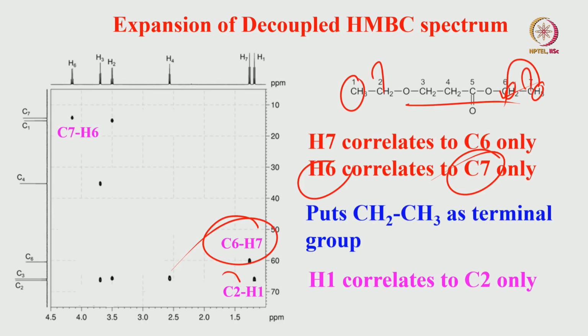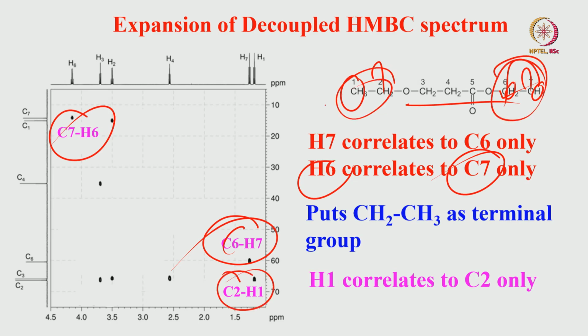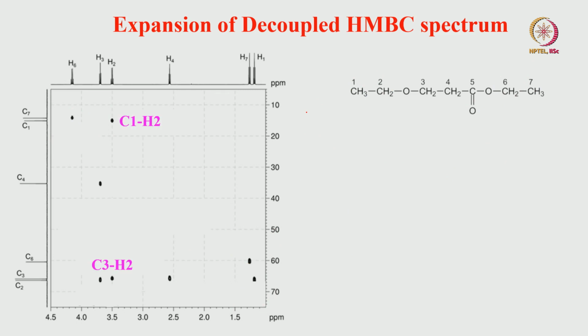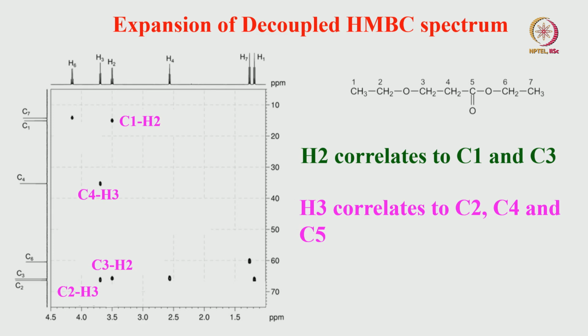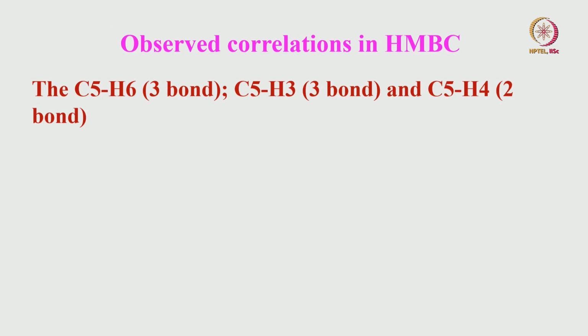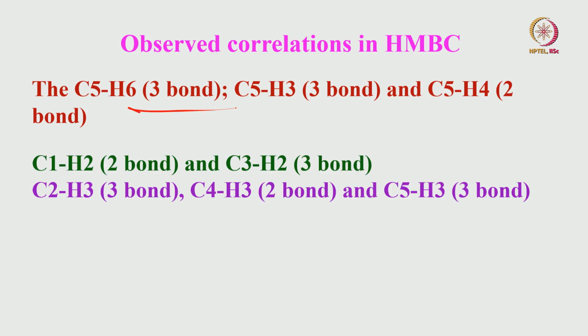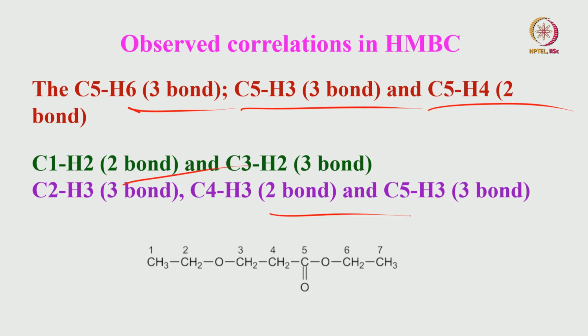The C7 to H7, I told you, C6 to H7, C7 to H6, that forms one correlation, and C2 to H1 is also there. There are 3 correlations we get from this graph, which puts this as one group and this as another group. You can continue this further. We can say H2 correlates to C1 and C3, and H3 correlates to C2, C4 and C5. With all these observed correlations, like C5 3 bond, C5 H3 2 bond, C5 H4 2 bond, and these 2 bond and 3 bond correlations, this is the structure we are going to get. We can place it easily.